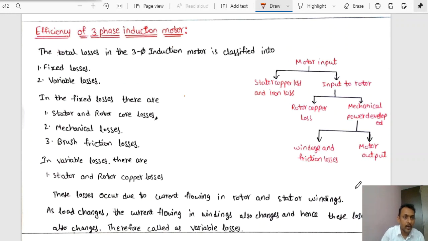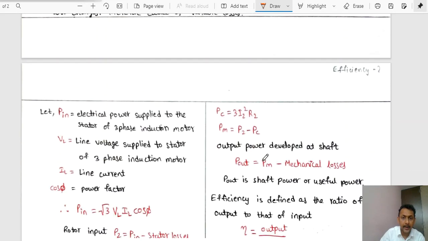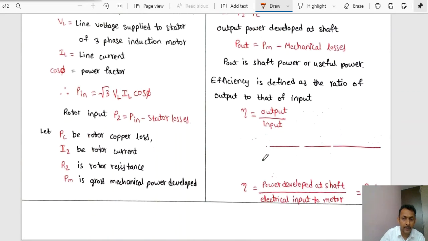In this video, we are going to discuss the efficiency of a three-phase induction motor. Here, how the total losses are classified in the induction motor, what are the different losses we are having, what are the different terminology we are having, and what are the important formulas we are having, and finally what is the formula for efficiency. All those things we are going to discuss in this video, right?